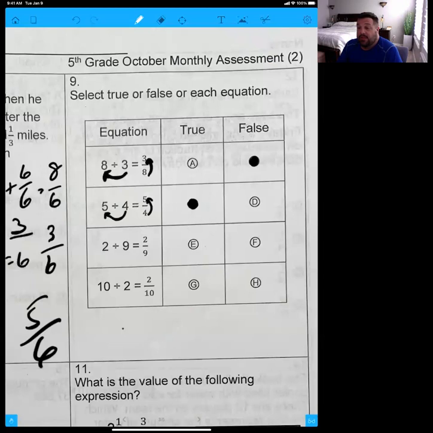Pause the video and try to do the last 2 on your own. Okay, real quick. 9 into 2, and this would be 9 into 2. So that would be true. 2 into 10, 10 into 2, that would be false.